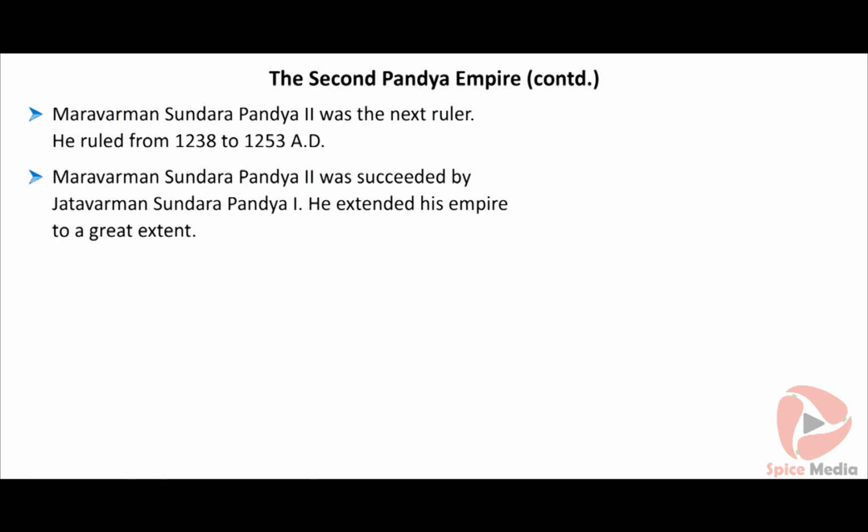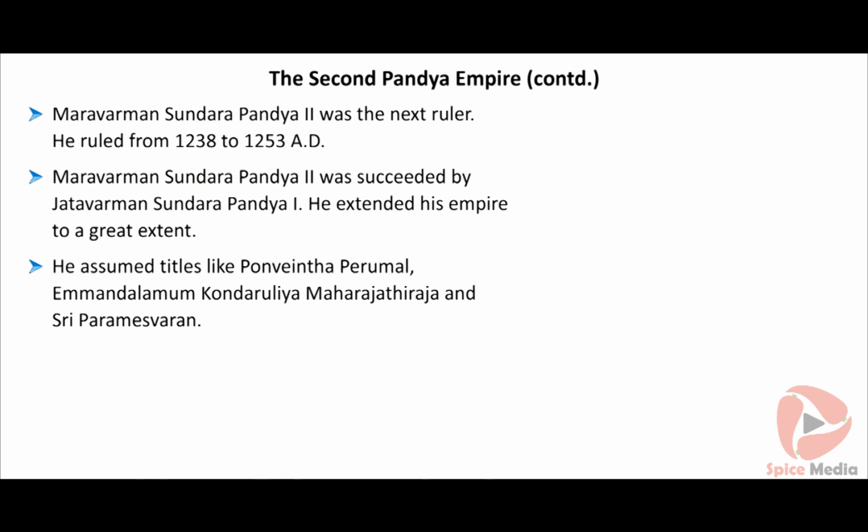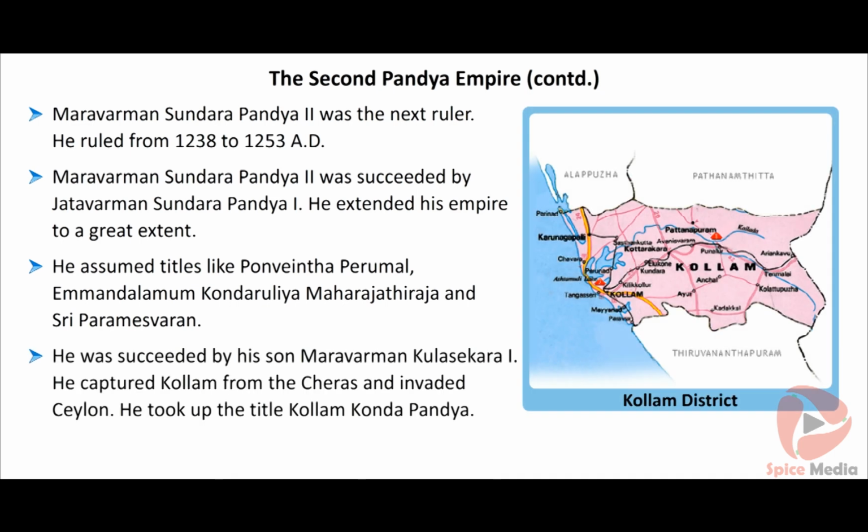Maravarman Sundara Pandya II was the next ruler. He ruled from 1238 to 1253 AD. Someshwara, the Hoysala ruler, helped him to recover some of the lost territories from the Chola ruler Rajendra III. Maravarman Sundara Pandya II was succeeded by Jatavarman Sundara Pandya I.